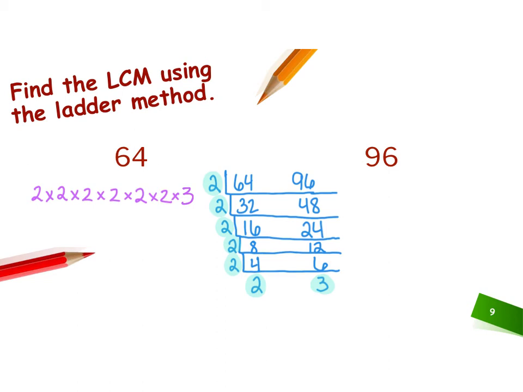So 2 times 2 is 4, times 2 is 8, times 2 is 16, times 2 is 32, times 2 is 64, times 3 is 192. So the LCM of 64 and 96 is 192.